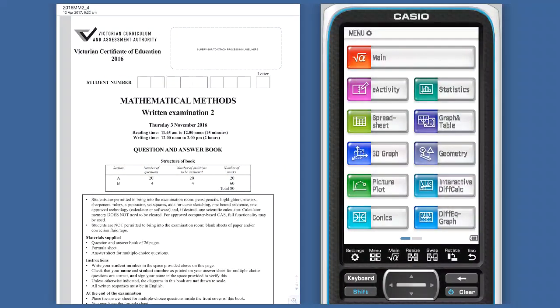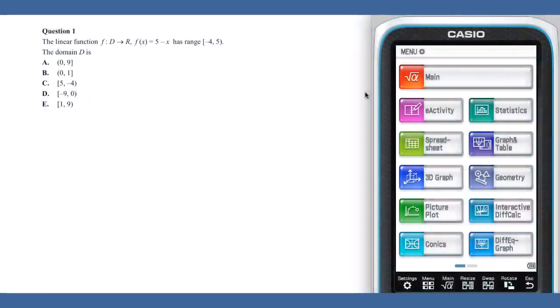This video will present solutions to questions 1 to 5 of the 2016 VCE Mathematical Methods Written Examination 2. Question 1 asks for the domain of this linear function.